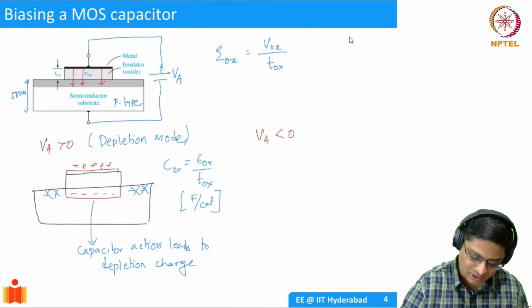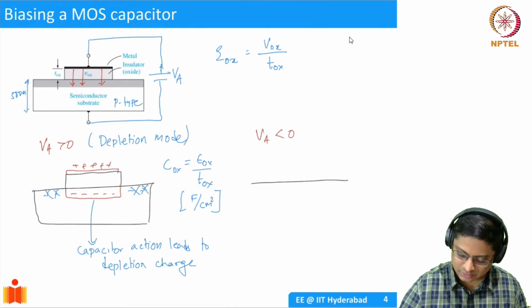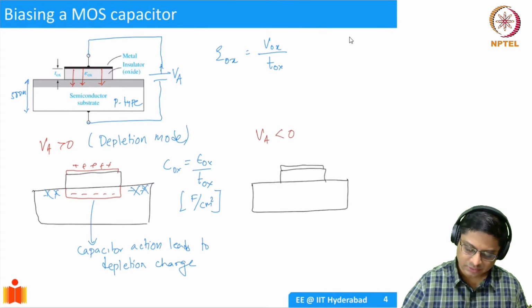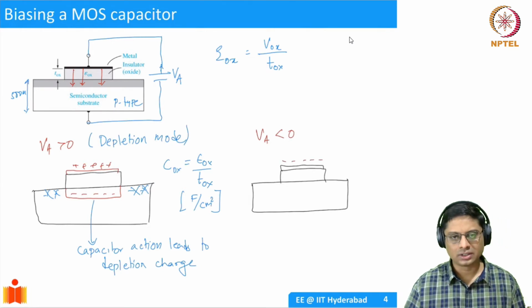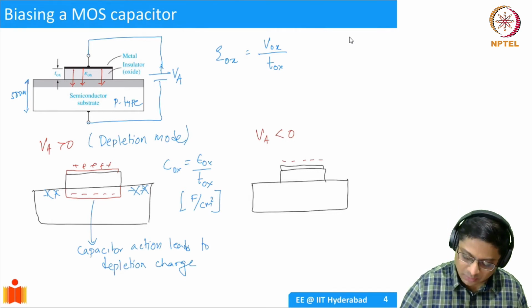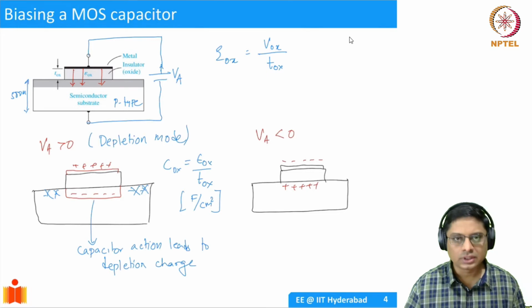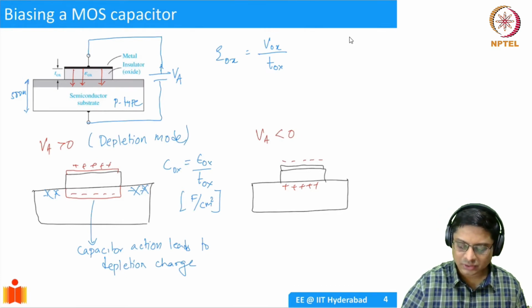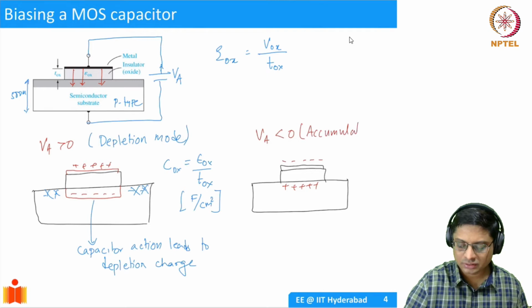Well, you have the same substrate, and then there is an oxide, and then on top of it there is a metal. But now you are adding negative charge on the top. So that will cause the holes to come closer to the interface. If you add a negative charge, what should happen in the substrate? There should be a positive charge. This is known as accumulation. This sort of regime is known as accumulation mode.